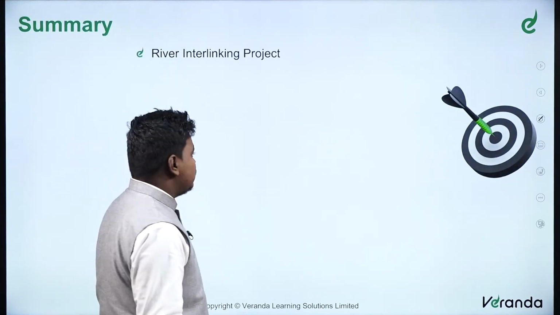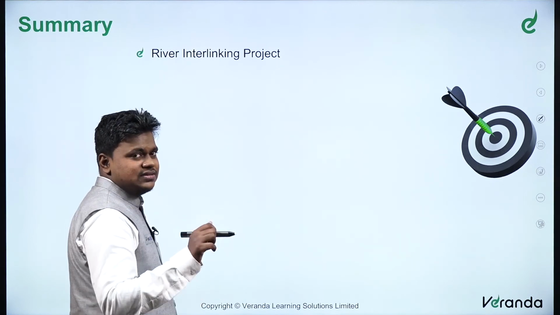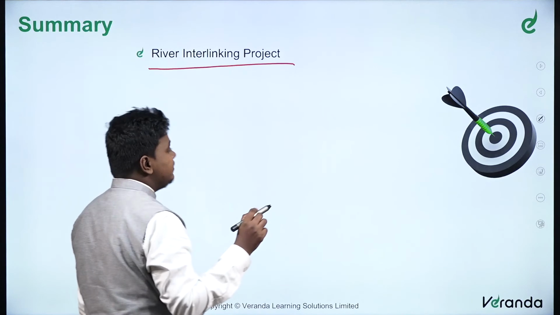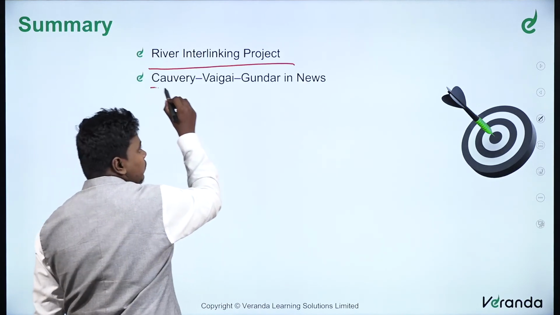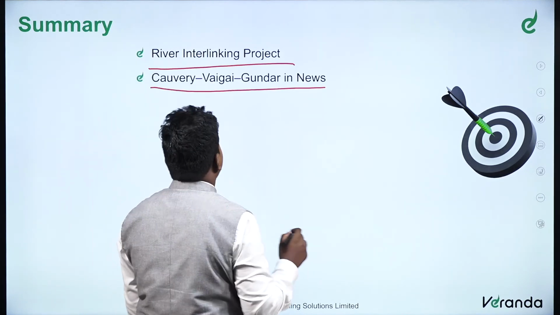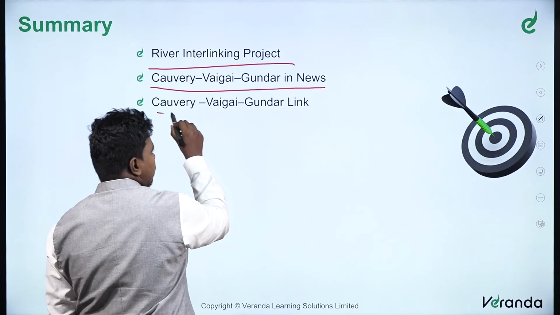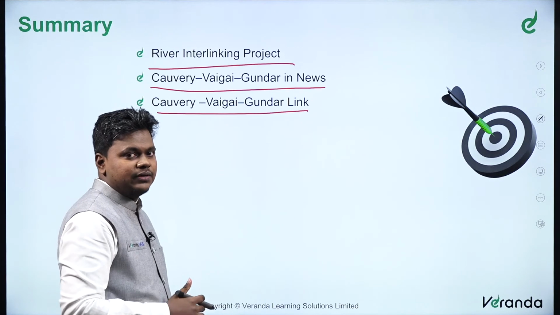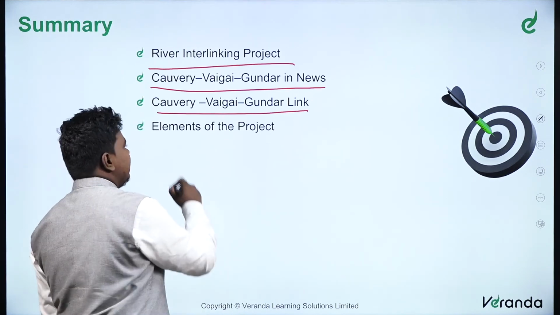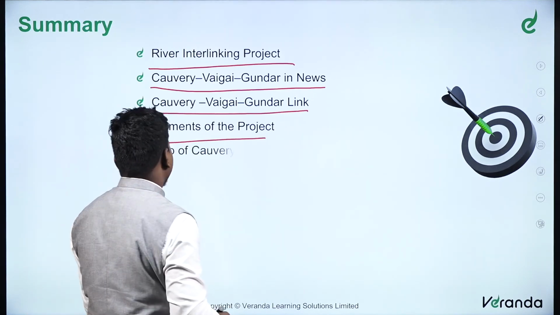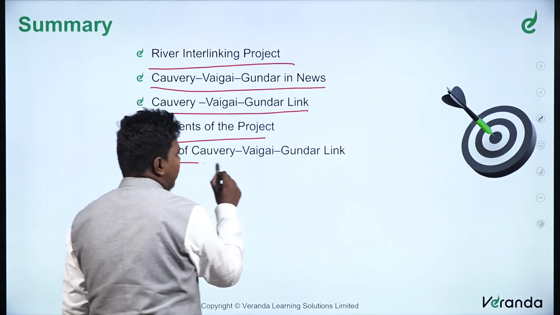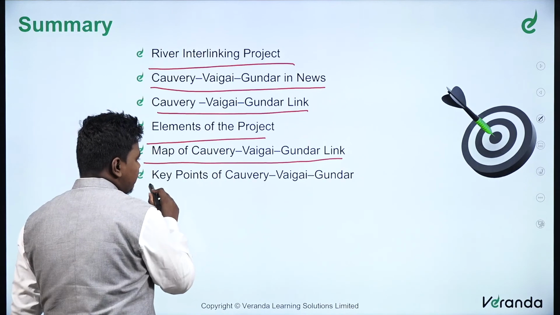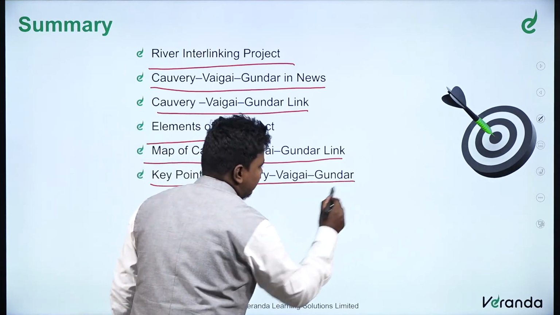So, that is all for today's LU. Let us summarize what we have seen in this LU. We have seen about the river linking project, why it is needed for India. We have seen the Cauvery Vaigai Gundar, which is in the news, and we have seen the Cauvery Vaigai Gundar link and what are the places that will benefit because of this link project, and then the elements of this project and the map of the Cauvery Vaigai Gundar link project. Also, we have seen the key points of the Cauvery, Vaigai and Gundar rivers.